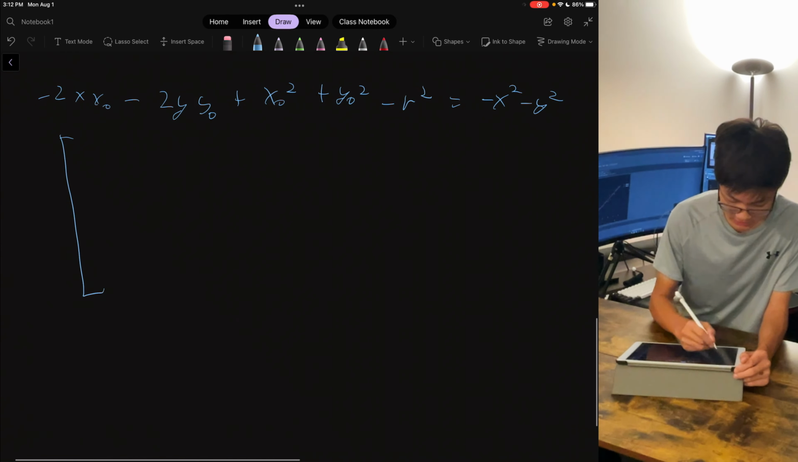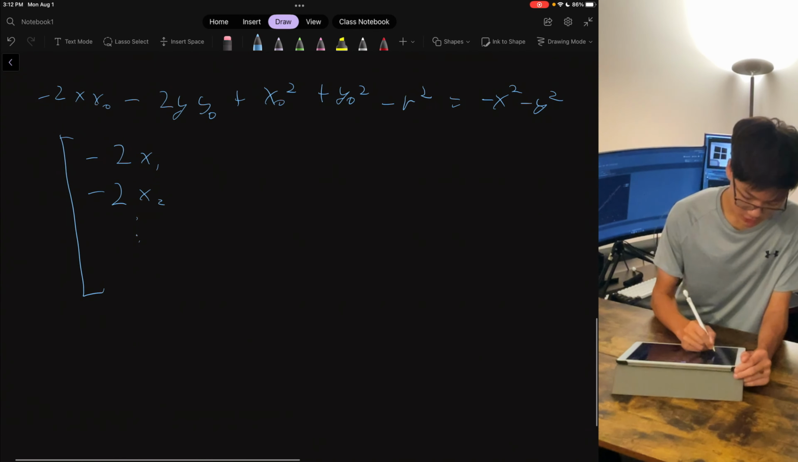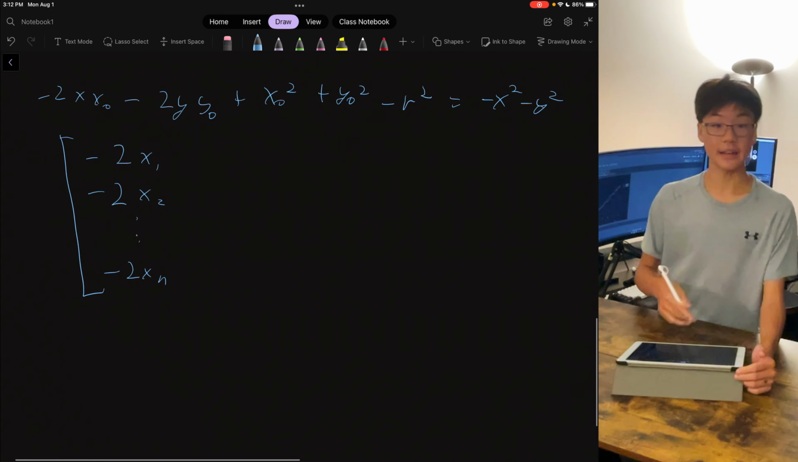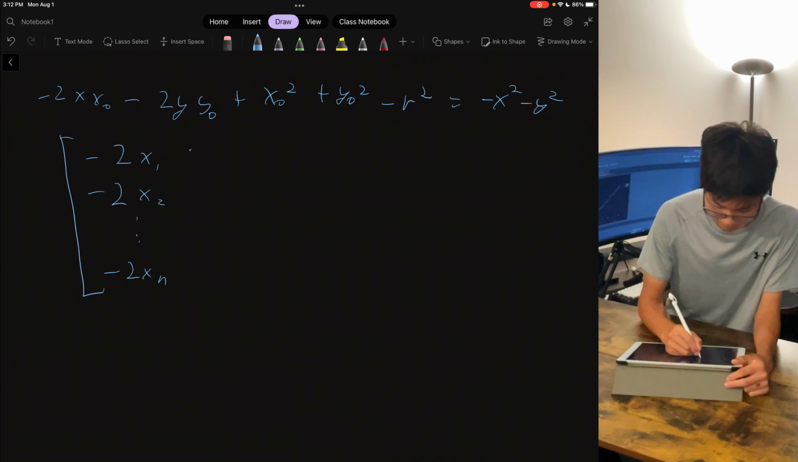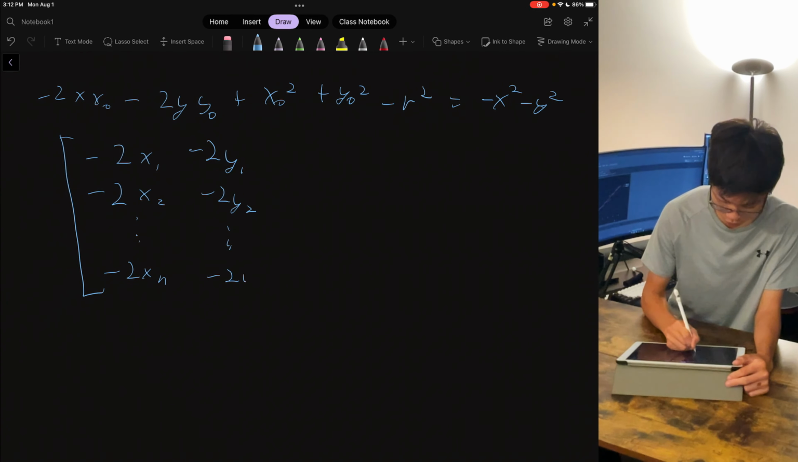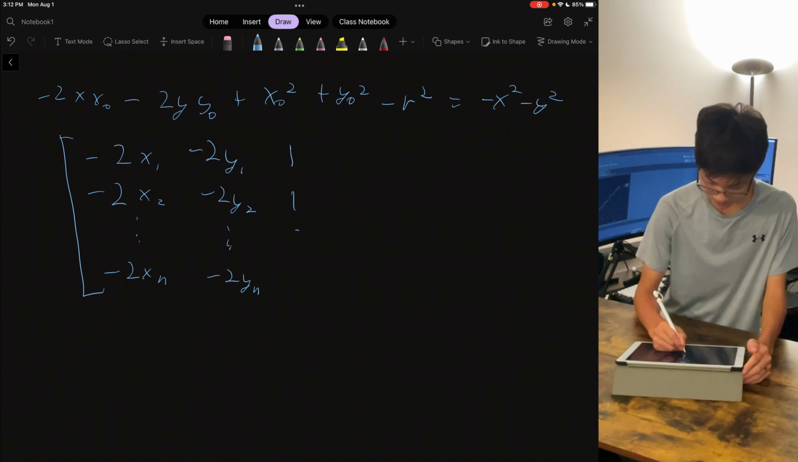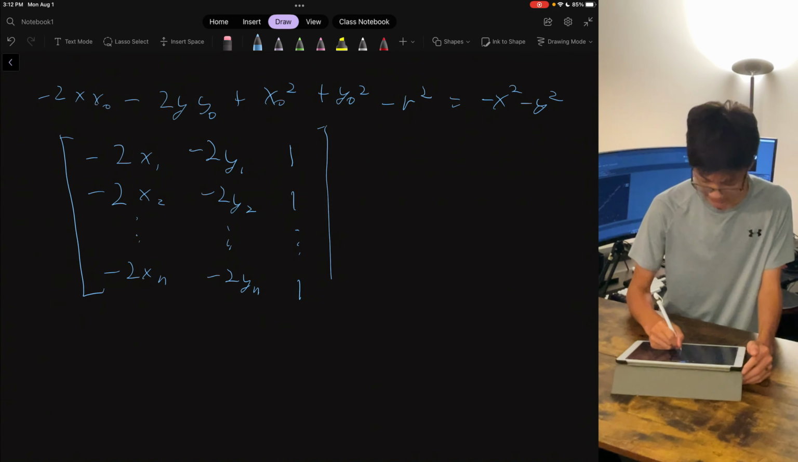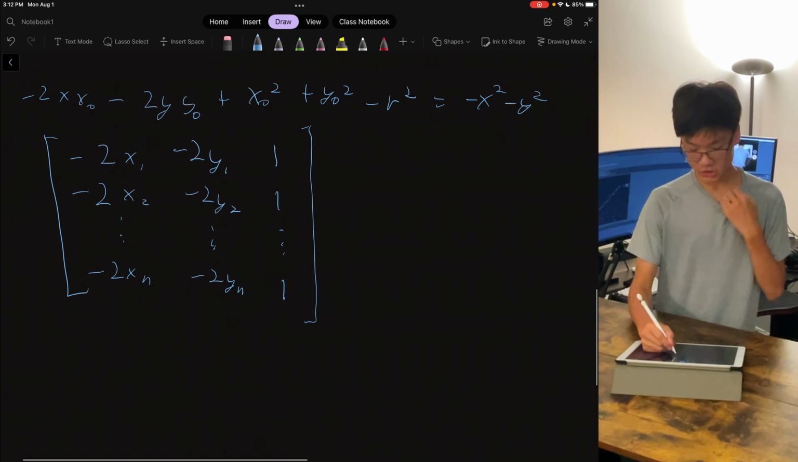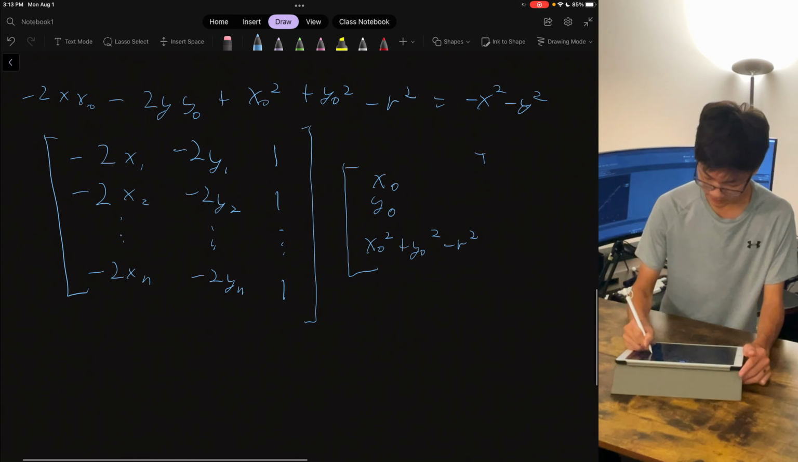So our first matrix is going to be minus 2x1, minus 2x2, all the way to minus 2xn if we have n data points. And now we have minus 2y1, minus 2y2, all the way to minus 2yn. Now we can have a column of 1s. There we go. And this is going to be matrix multiplied by a matrix with x naught, y naught, and x naught squared plus y naught squared minus r squared.